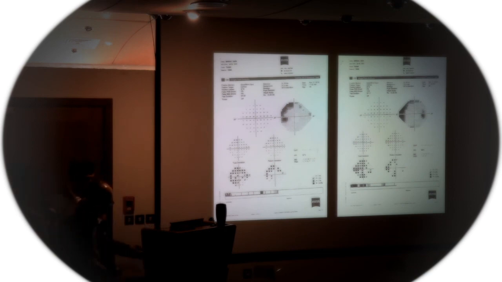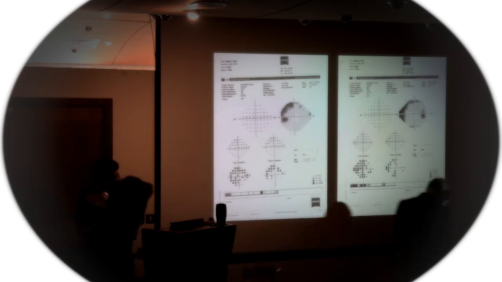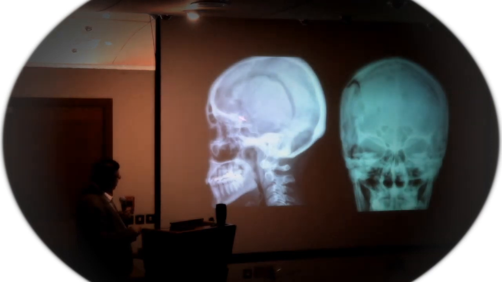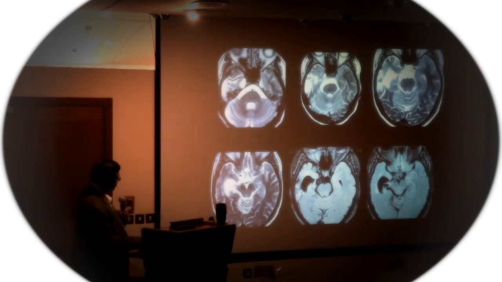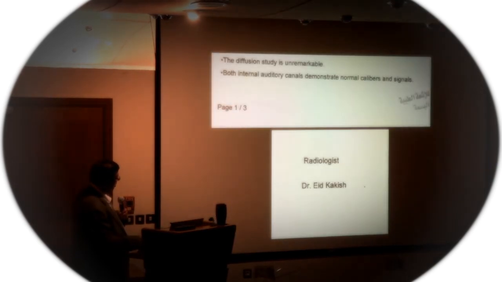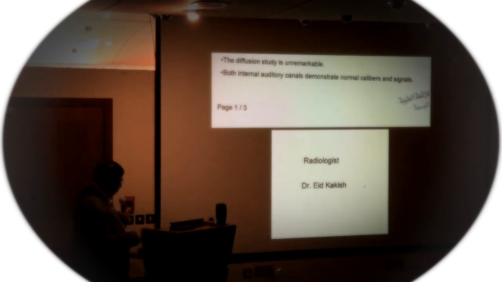Okay. In fact, in 2005, she had an upper quadrantic hemianopia, like any patient with a temporal lesion. So this was just a confirmation that she did not progress. And this is the skull X-ray. You can see where we opened in the temporal area. And this is the report from Eid Khakish. The fusion study is unremarkable.